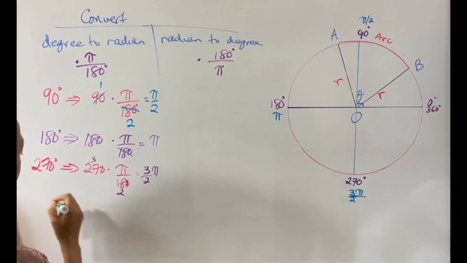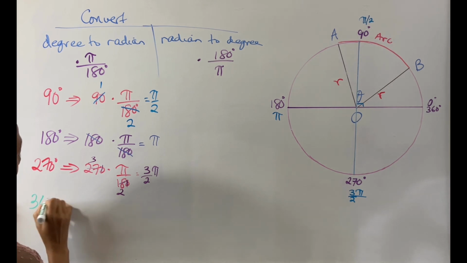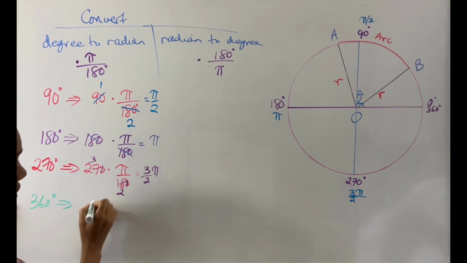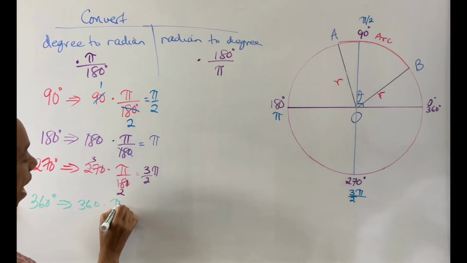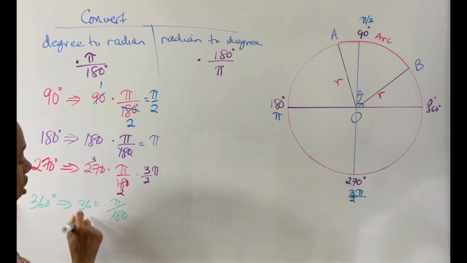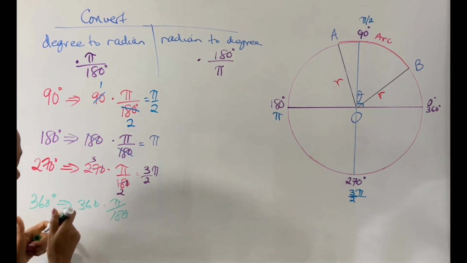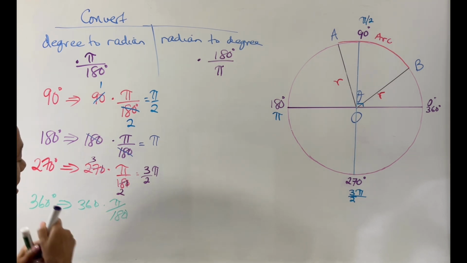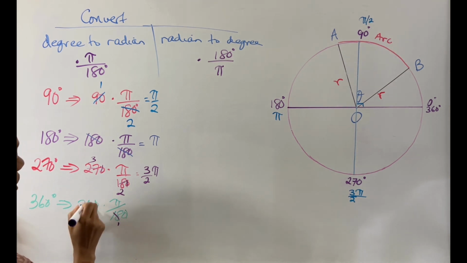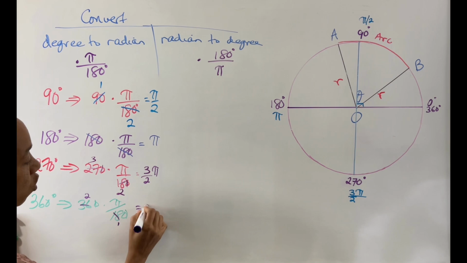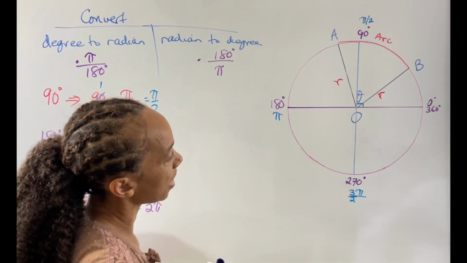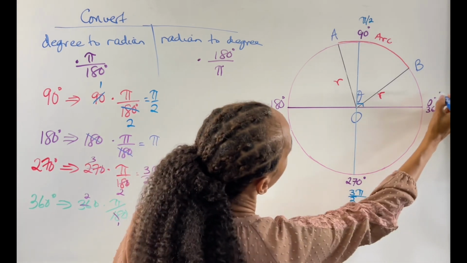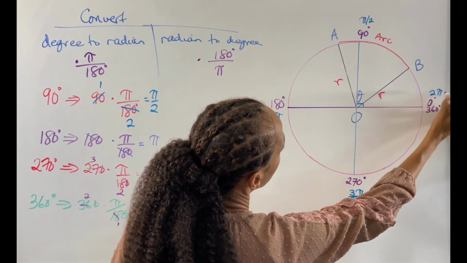And for 360 degrees, you're going to do 360 times pi over 180. You're going to reduce these, and you will notice that you will end up with simply 2 pi. So you can go ahead and throw in that 2 pi over here for your 360 degrees.